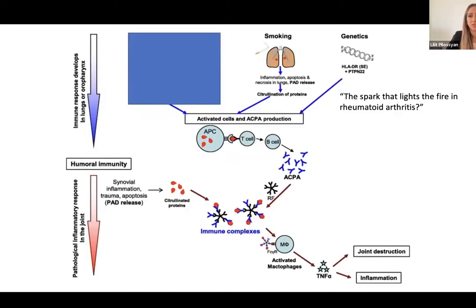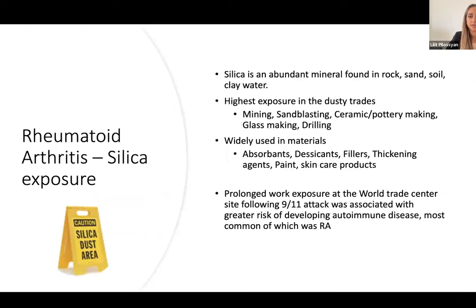This is just, again, a different illustration. We have genetics here, and then we have smoking releasing PAD and causing citrullination of the protein, which activates cells. These antigen-presenting cells then take on these citrulline molecules and present them to T cells, then B cells produce these anti-citrullinated protein antibodies, eventually forming immune complexes, a lot of inflammation, TNF expression, joint destruction, and inflammation. All right.